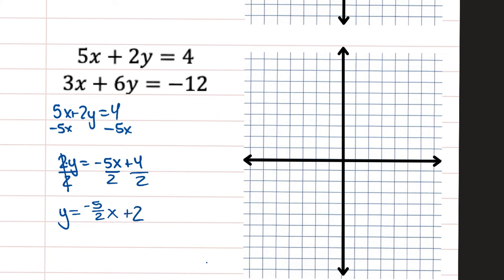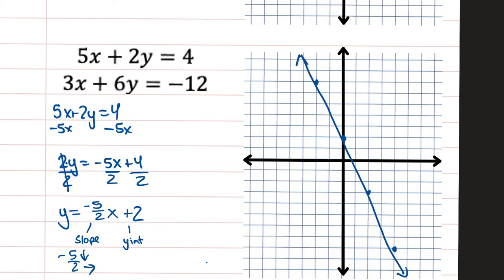If I'm graphing this, negative 5/2 is the slope, and 2 is the y-intercept. So we're going to start at a positive 2. Negative 5/2 means we're going to go down 5 and right 2 from the y-intercept. So 1, 2, 3, 4, 5, and right 2, plot a point, down 5, right 2, plot a point. I can also go up 5 and left 2 to get a point.